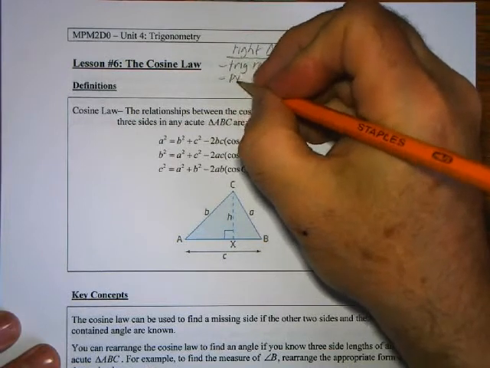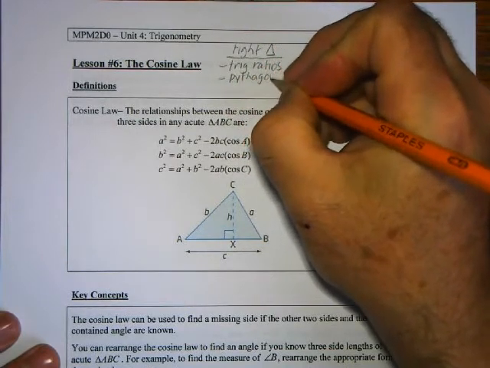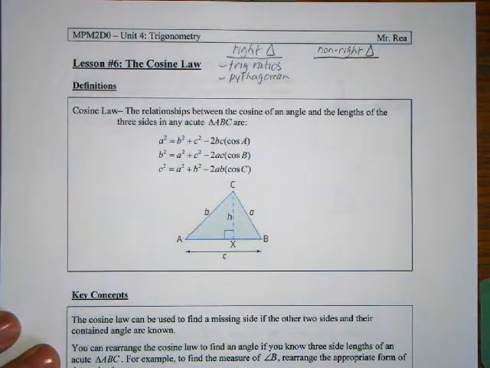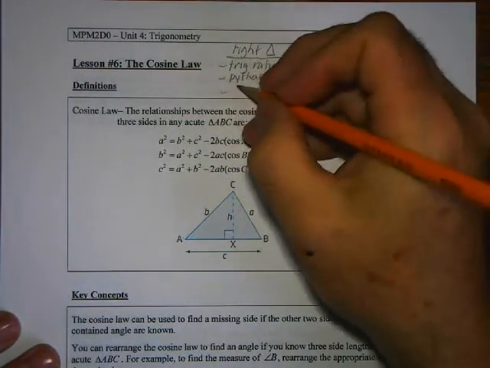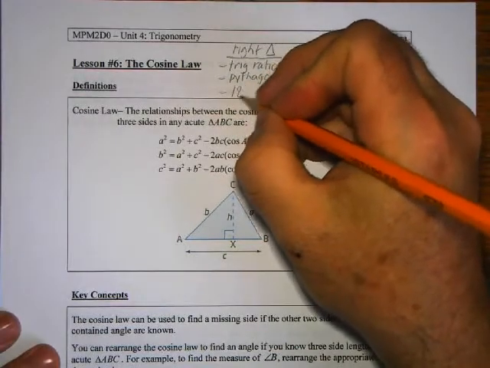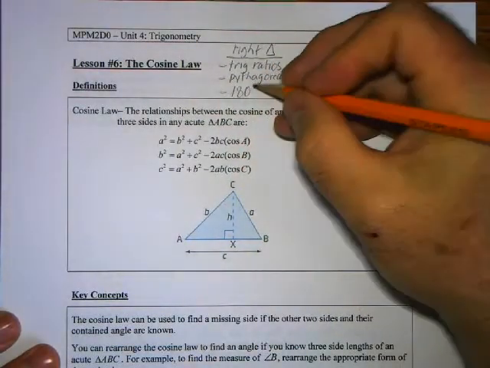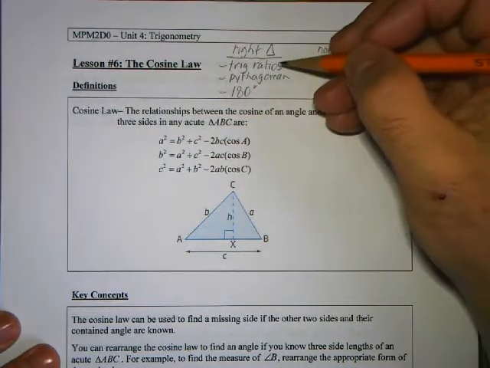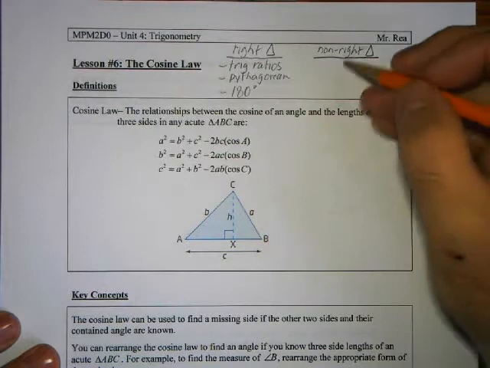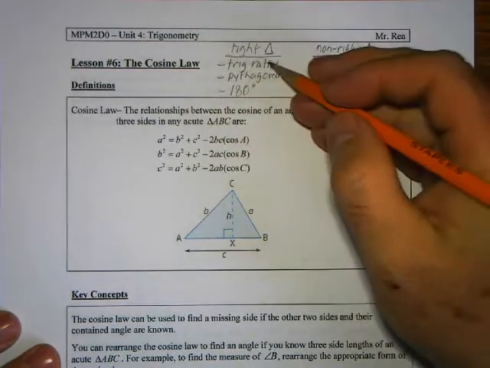We also could use the Pythagorean theorem to find, if you knew 2 sides, the third side. And of course, you can always use the 180-degree rule. If you know 2 angles in the triangle, the third angle is 180 minus those 2 angles. Okay, so that's a right triangle.